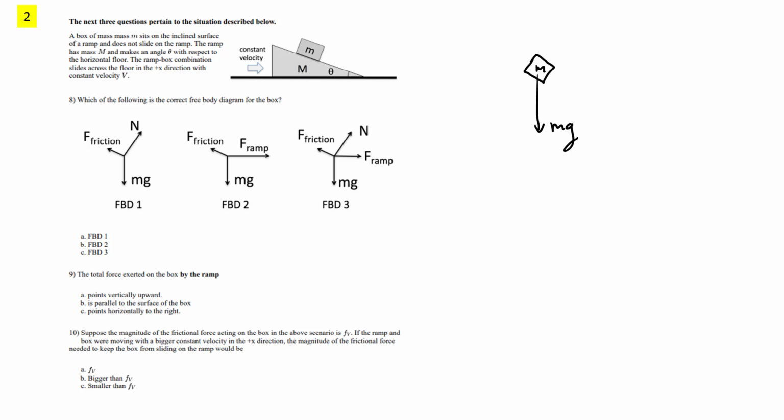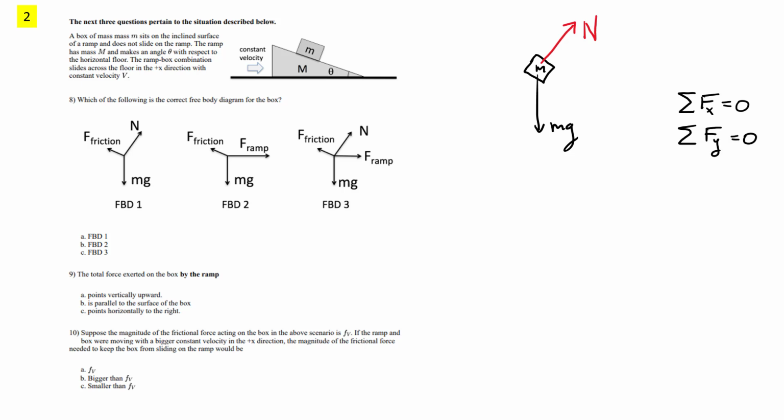Now, what else? Well, it's in contact with the ramp surface, so there has to be some kind of normal force. That normal force to the ramp should be perpendicular to the ramp, so I draw something like this. So what else do we have? Well, we have to have something else, right? Because first of all, everything is moving at constant velocity, right? If things are moving at constant velocity, it means when I add the forces in any direction, I better get something equal to 0.